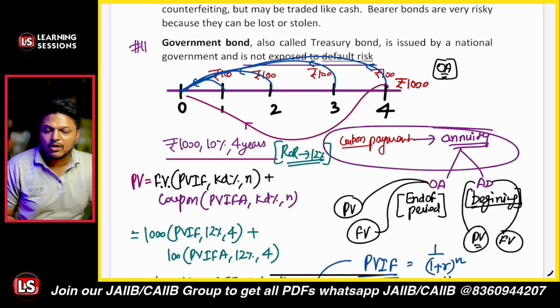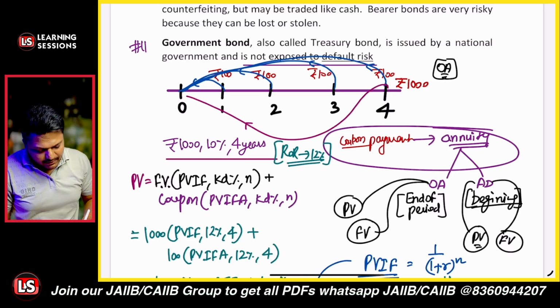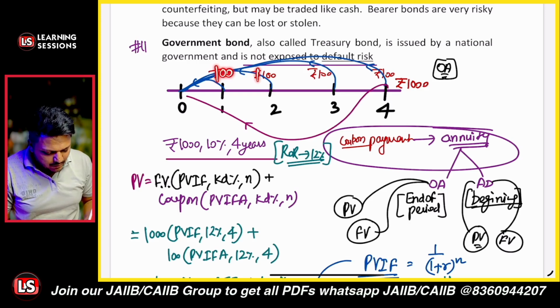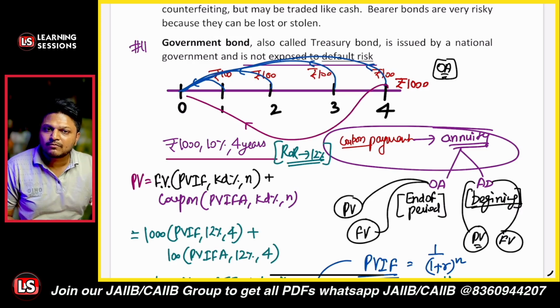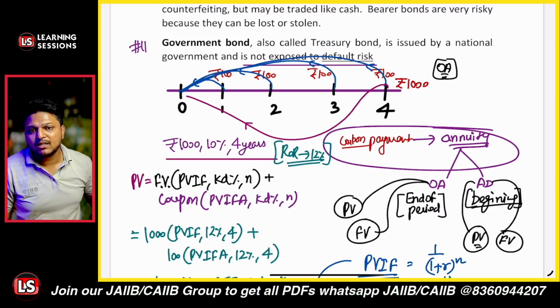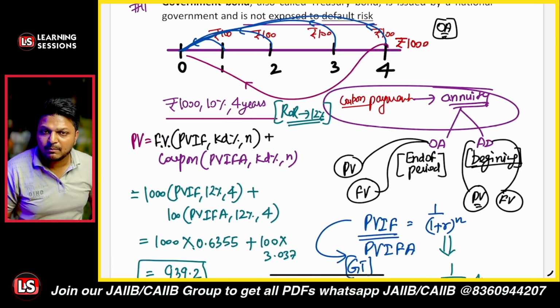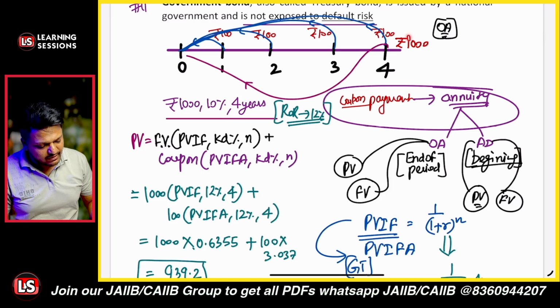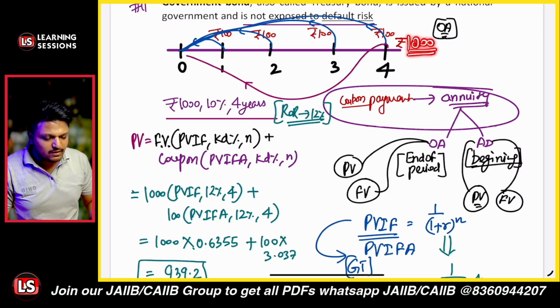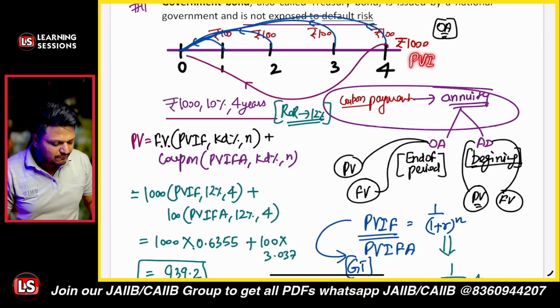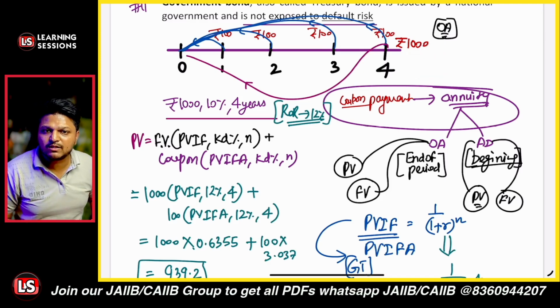That is the first method. Or I can simply note that the interest amount or coupon amount that I'm receiving every year is forming an annuity. So I'll be simply using the annuity formula to solve this, right? So the coupon part is forming the PVIFA, and the face value that we are receiving in the end is forming the PVIF value. So this is how we solve the thing.